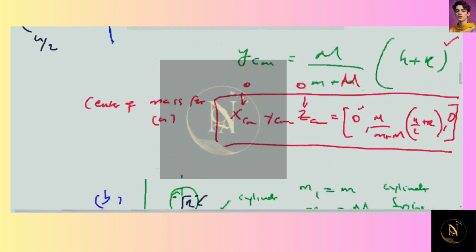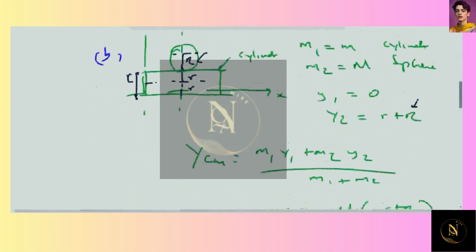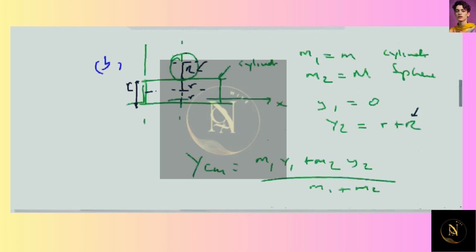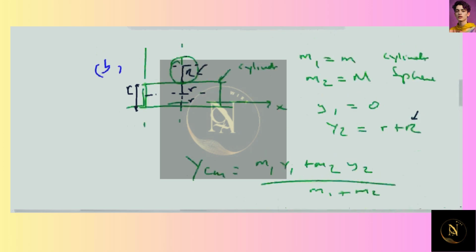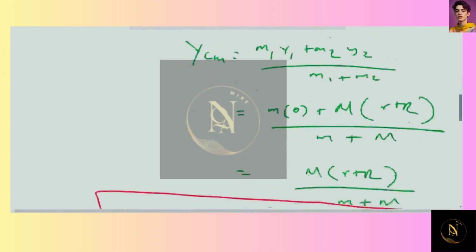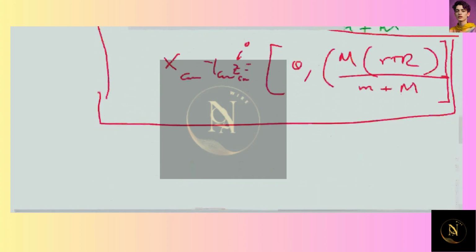With the X and the Z being 0, we repeat the same process this time, plugging in small r plus capital R for Y2, because it's half of the base of the cylinder, which is small r, and then half of the diameter of the sphere, which is capital R. So then we simplify that and get the center of mass.